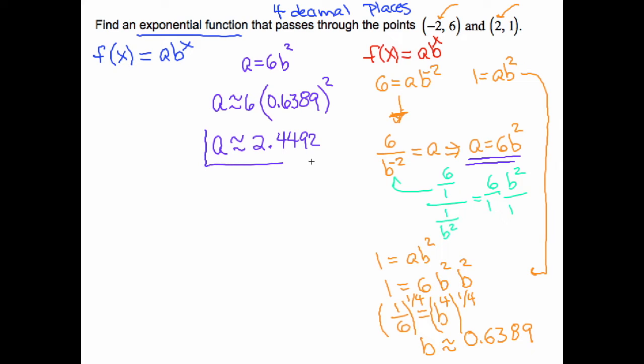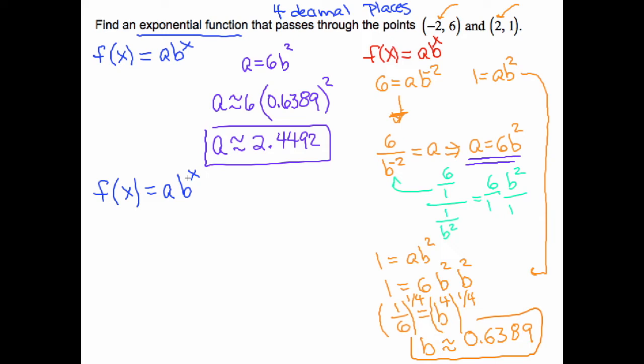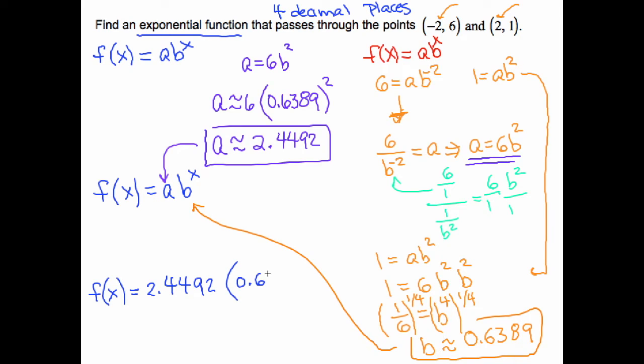So let's see, we have an approximation for a, we have an approximation for b. All we have to do is go back to our function, f of x is equal to a times b to the x, and replace a with what we found it to be, and replace b with what we found it to be. So it looks like f of x is equal to, to 4 decimal places, a, which is 2.4492, times b, which is 0.6389, to the x. And we have our function.